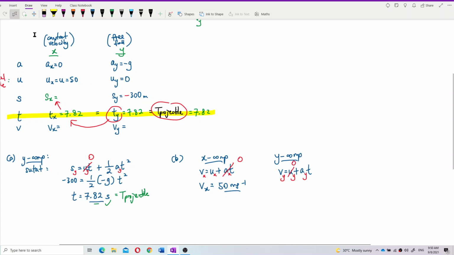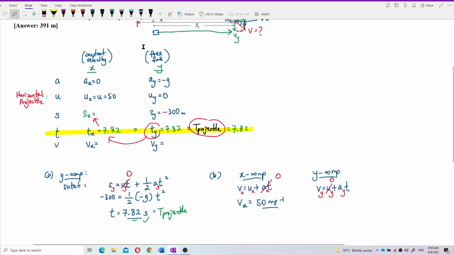And then, it's good you put it in table form, so that your work looks more systematic. You gather all your information in a table form. You have everything: your acceleration, A, U, S, T, V.